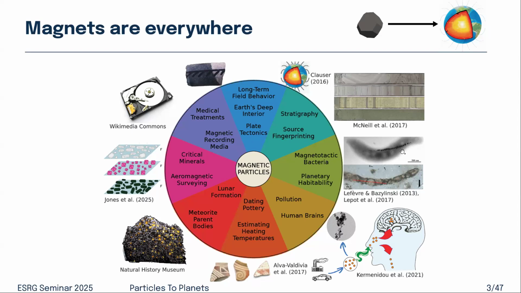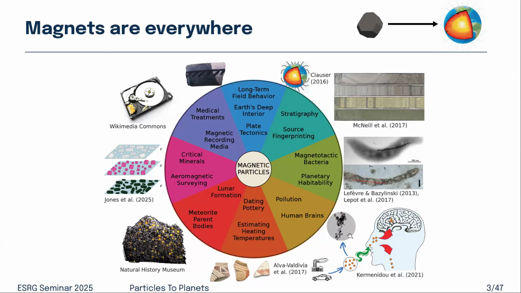Magnetic particles are in life. There are little magnetic bacteria that orient themselves in the water column using chains of magnetic particles. And these things are very interesting because they're some of the earliest life on Earth. So there are some questions about why that would have been an important thing early on. There are questions about planetary habitability and the need for a magnetic field.